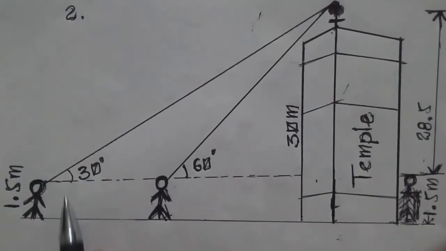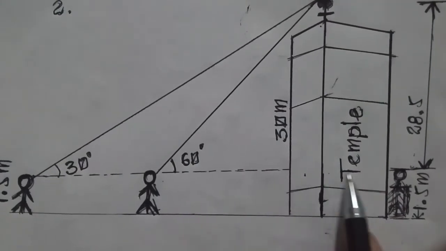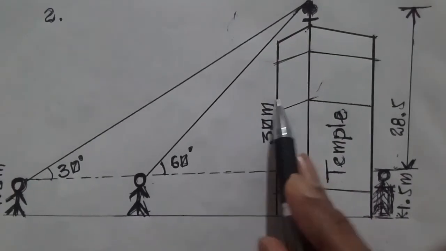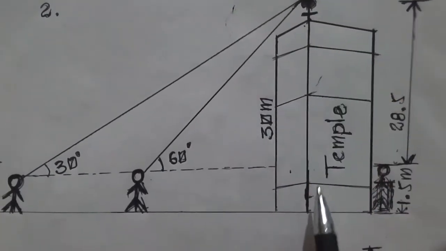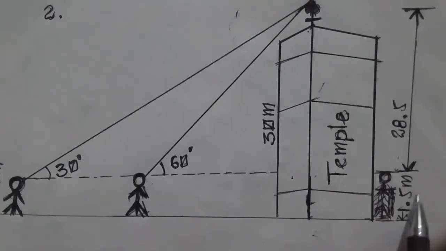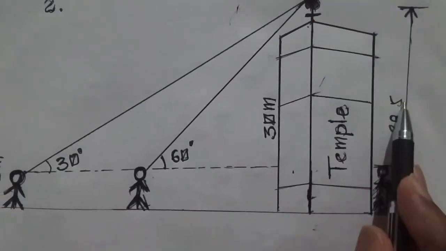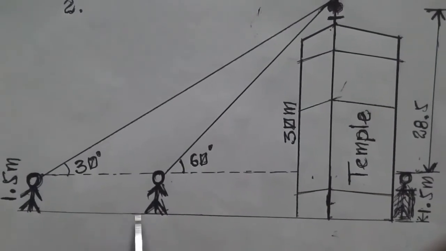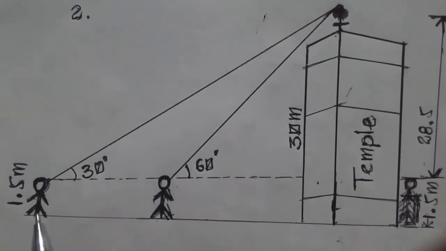But the height of the boy is 1.5 meters. When he reaches the temple, suppose the height of the boy is 1.5 meters, but the total height of the temple is 30 meters. For the remaining height of the temple, what should we do? We should subtract from 30. 30 minus the boy's height 1.5, we get 28.5 meters. And we should find how much the boy walked towards the temple, the distance walked by him.